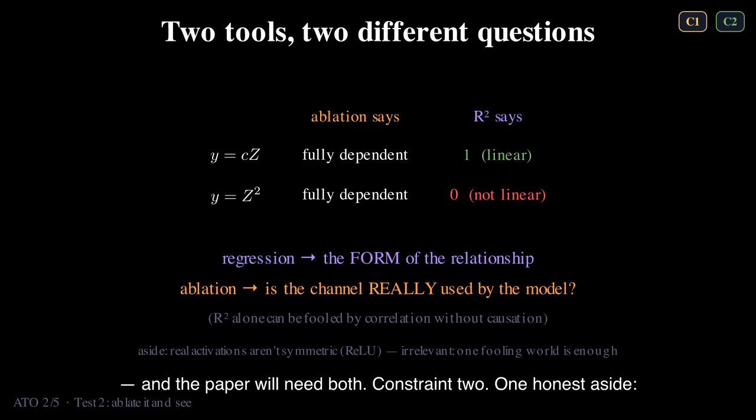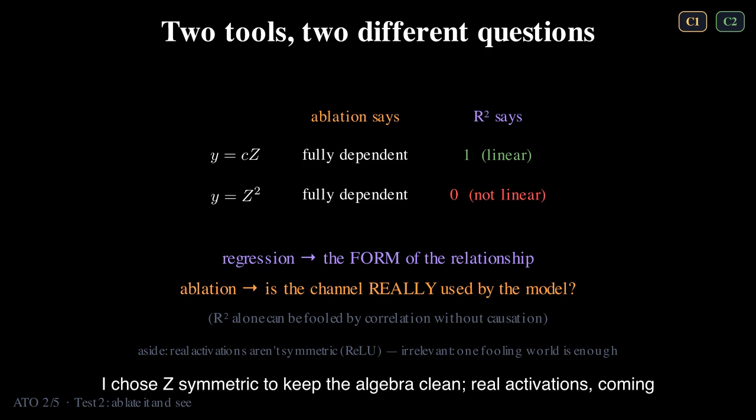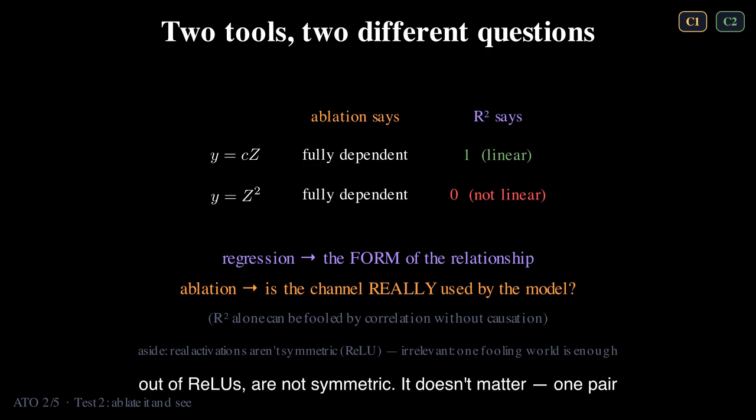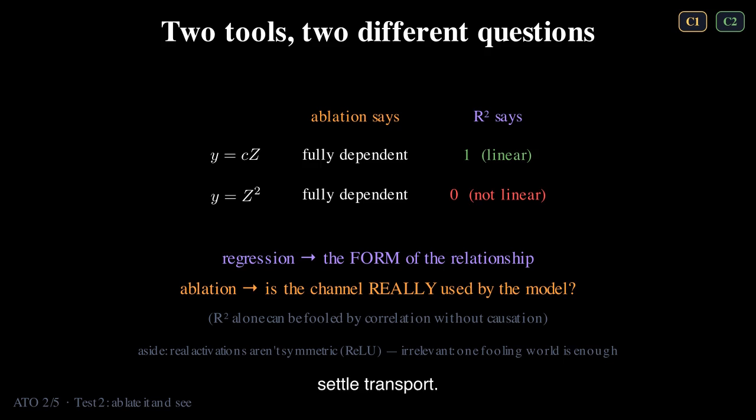Constraint 2. One honest aside. I chose Z symmetric to keep the algebra clean. Real activations coming out of ReLUs are not symmetric. It doesn't matter. One pair of worlds that fools ablation is enough to prove ablation alone can't settle transport.